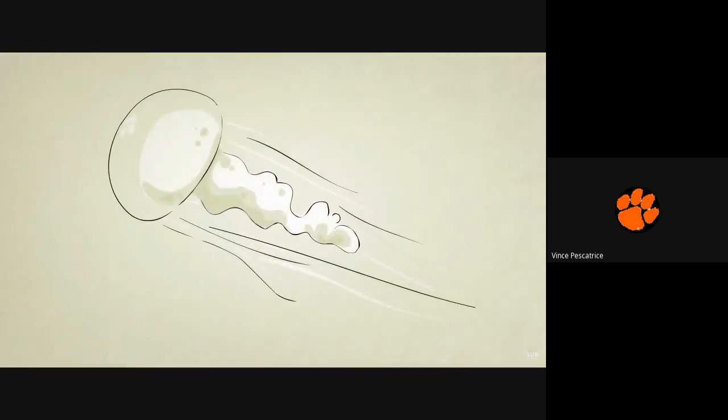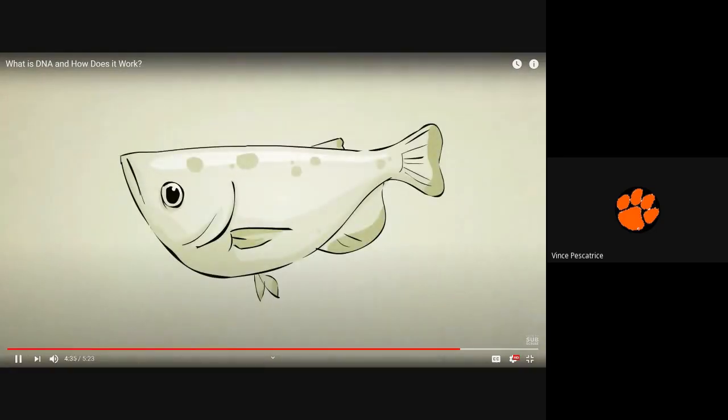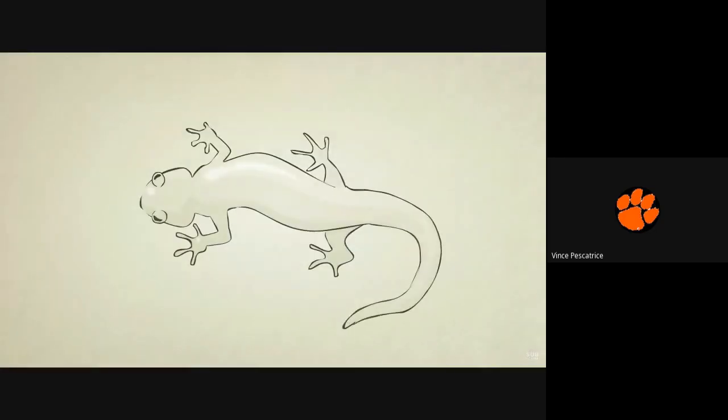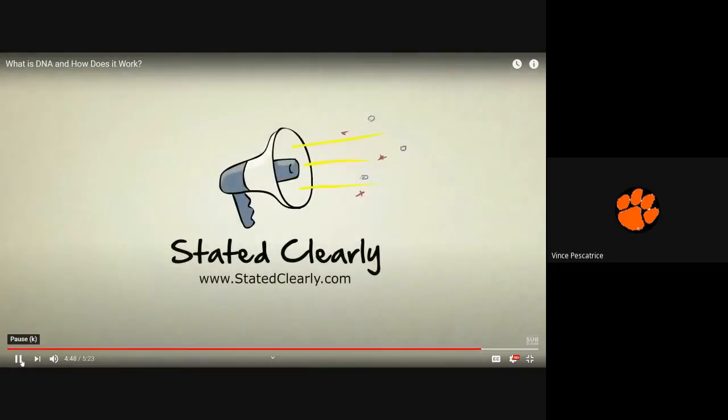This entire process, as complicated, as sophisticated, as magical as it might seem, is entirely based in chemistry. It can be studied, it can be understood. I'm John Perry, and that's DNA stated clearly.